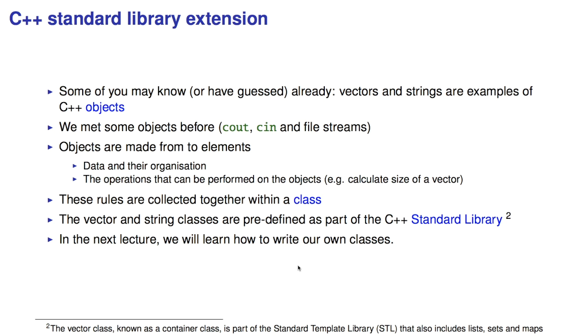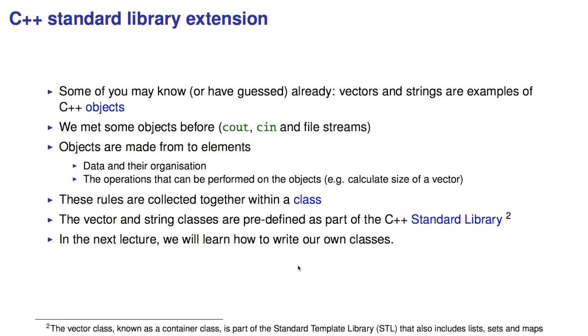Now, I've already used the word quite a bit in talking to you, but you may already have guessed, or you may know, I hope some of you may know, that vectors and strings are examples of what C++ calls an object. And we met some objects before. Cout and cin and file streams are objects as well. Objects are made from 2 elements: data and their organization, and the operators that can be performed on the objects. For example, if you want to calculate the size of the vector, that clearly is also part of the things that go around an object.